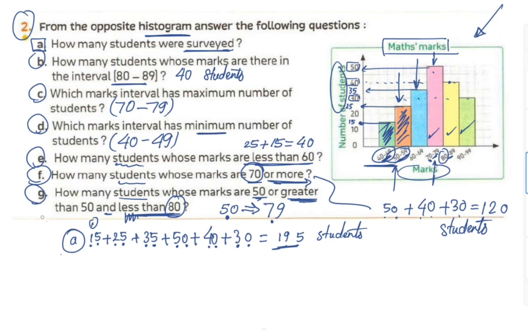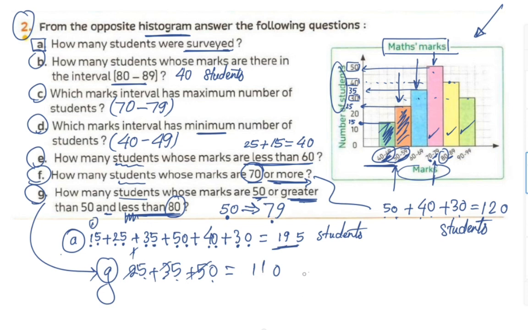So the first interval, this is point G. First interval here we have 25 plus this interval 35. Last interval here 50. Now add 5 plus 5 plus 0 equals 10. 10, carry 1. 1 plus 2, 3. Plus 3, 6. 6 plus 5 equals 11. 110 students.